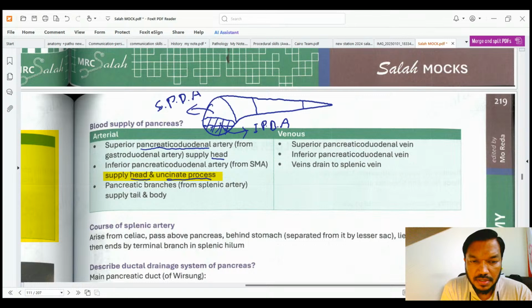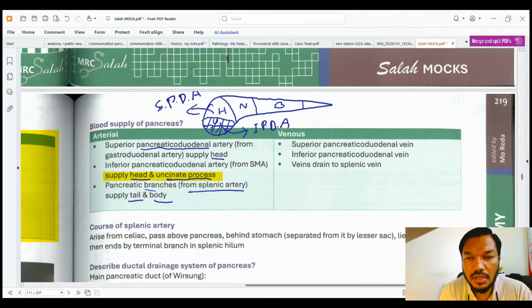Pancreatic branches from the splenic artery supply the tail and body. This is the uncinate process, this is the head, neck, body and tail. The body and tail are both supplied by the splenic artery.